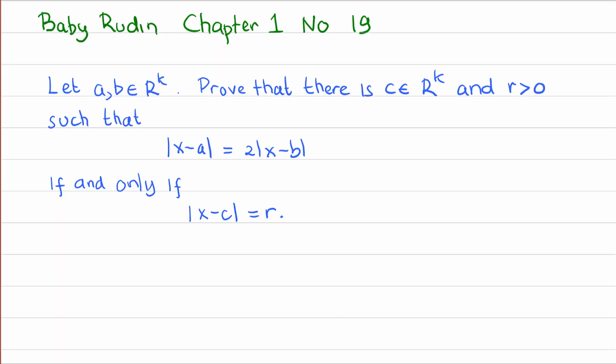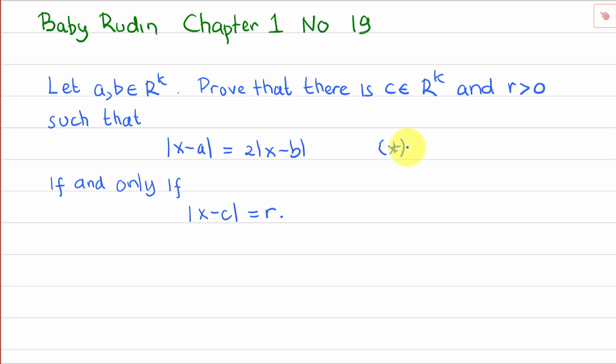On this video, we're going to discuss a problem from Baby Rudin book, Principles of Analysis, Chapter 1, Number 19. So the problem is as follows. Let a, b be elements in R^k, the Euclidean space with k dimensions. Prove that there is a c in R^k and an r greater than 0 such that the equation that the distance of x from a is twice the distance from x to b is equivalent to the distance of x from c is equal to r. So what it means is that the locus of points x satisfying this equality is a circle with center at c and radius r.